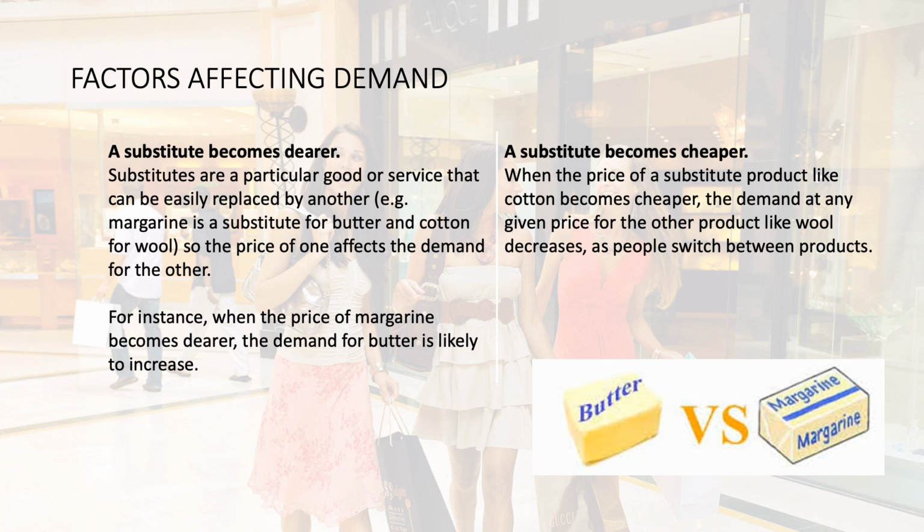Substitutes are a particular good or service that can be easily replaced by another. In economics, we always talk about butter and margarine. And the price of one will affect the demand for the other. So for example, when the price of margarine goes up, the demand for butter is likely to increase simply because it's seen as an alternative or a substitute product. Likewise, if the substitute product does become cheaper, then the demand for the alternative product at any price will actually decrease because people will switch between the products. So butter and margarine is always a good example of that.